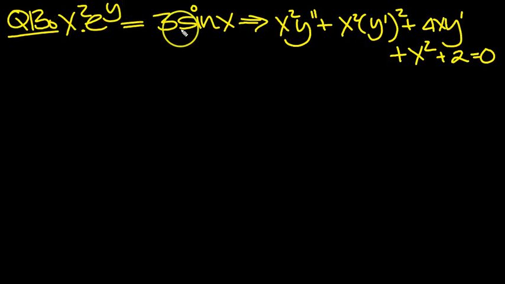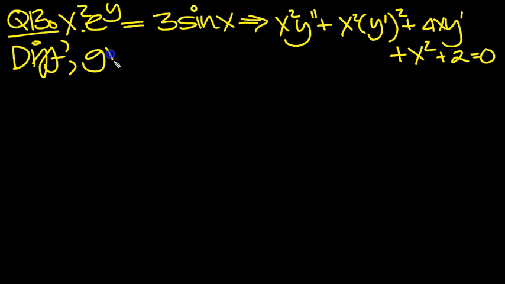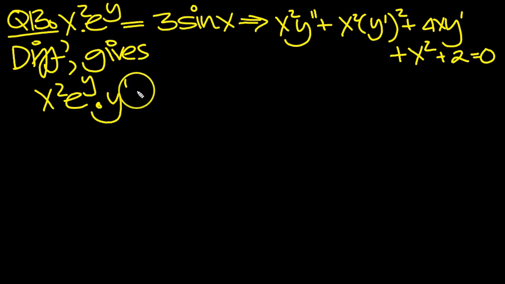x squared e to the y equals 3 sine x leads to this differential equation here. So let's verify that by differentiating term by term. Differentiating gives, so this is a product, so it's u dv/dx, e to the something differentiates to e to the something multiplied by the something differentiated, plus v e to the y times du/dx, which is just 2x, isn't it? It's just a simple power.